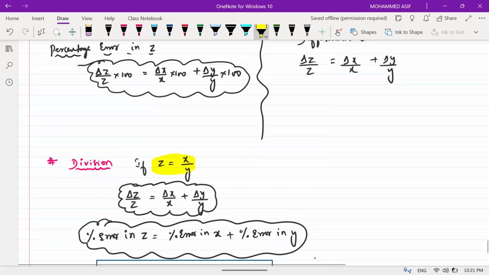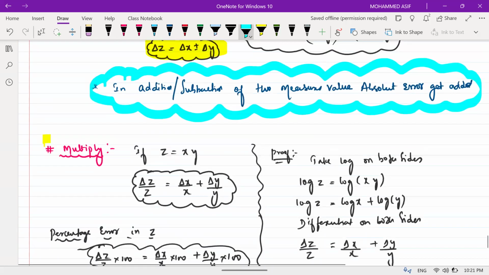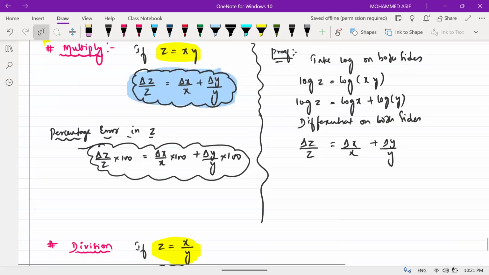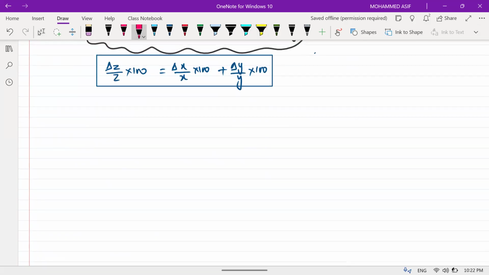So in Z is equal to X plus Y, the percentage error formula is, you just multiply it with your 100. And in the multiplication Z is equal to XY, the error in this one is delta Z by Z is equal to delta X by X plus delta Y by Y. The percentage error will be equal to how much in this one, beta? Delta Z by Z into 100 is equal to delta X by X into 100 plus delta Y by Y into your 100 part. Am I clear? Sure. Let me give you one question based on this one, beta.